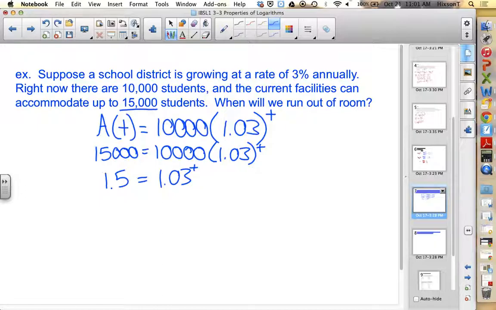I didn't follow that. If you take the log of both sides. Which log? A log with a base of 1.03, right? Of 1.5, because you have to undo an exponential that has a base of 1.03. Equals t.